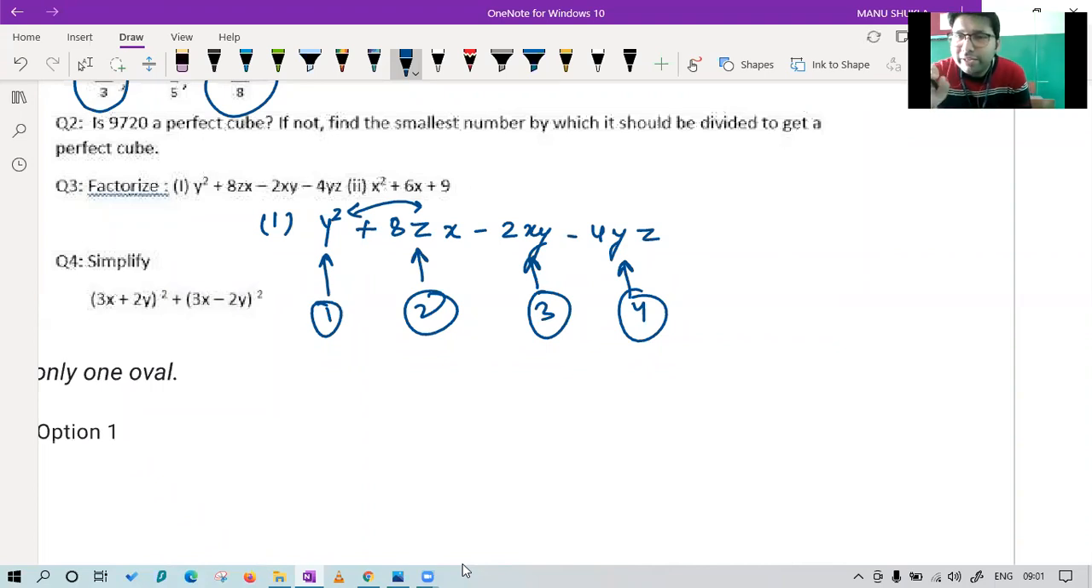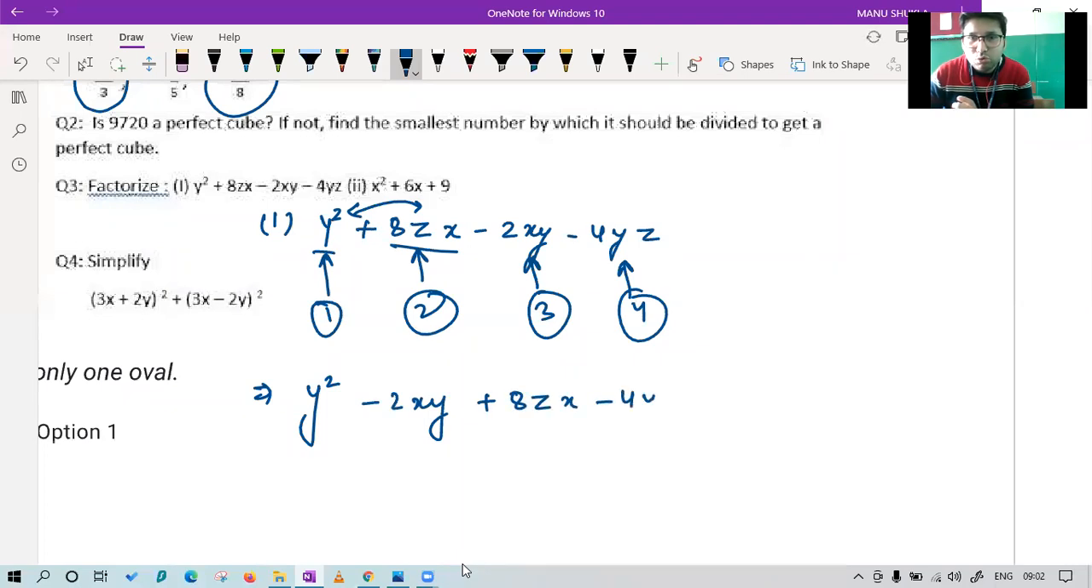Class, to be very frank, if you see 1 and 2, nothing is common. So I don't think this is making a good pair, because nothing is common between them. So better we rearrange the things and write the question as y square minus 2xy plus 8zx minus 4yz. Now let me see what happens. I have regrouped. I have grouped 1 and 3 together and 2 and 4 together.